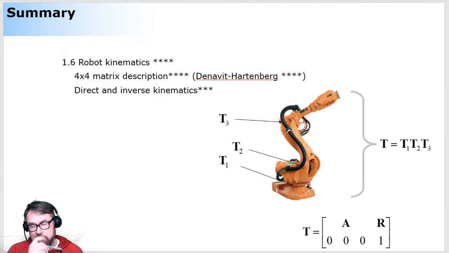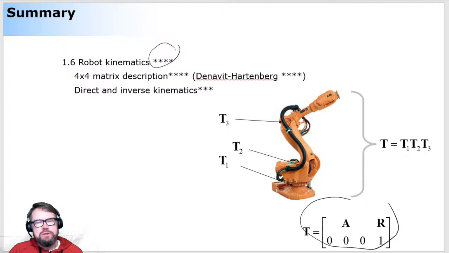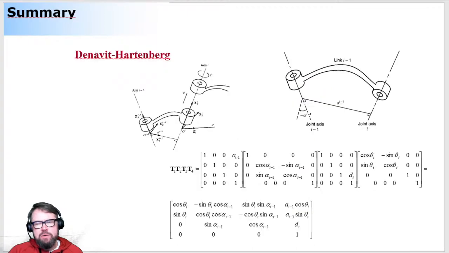Then robot kinematics. It's rated as 4 stars, so maybe not necessarily that important, but it is somewhat easy to understand. Make sure you understand the 4x4 transformation representation, and how that can be used in the case of Denavit-Hartenberg kinematics. This is how it goes.